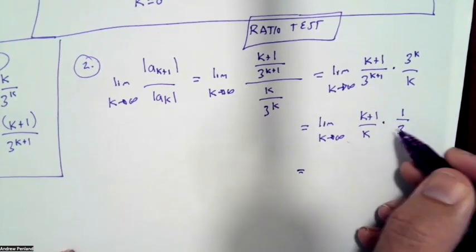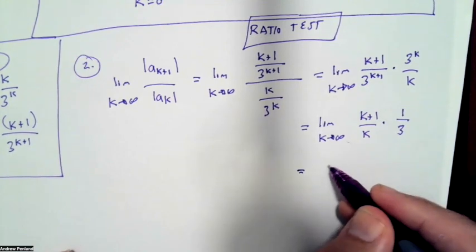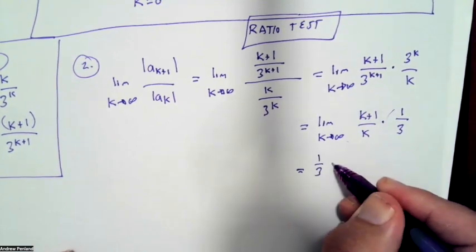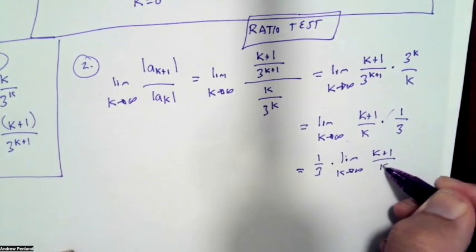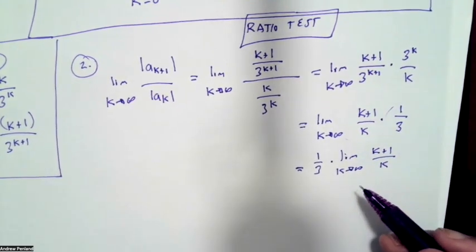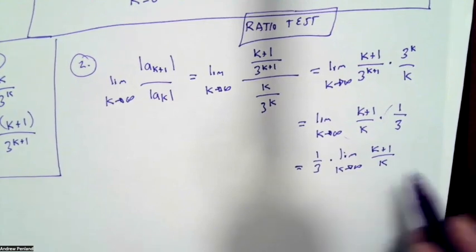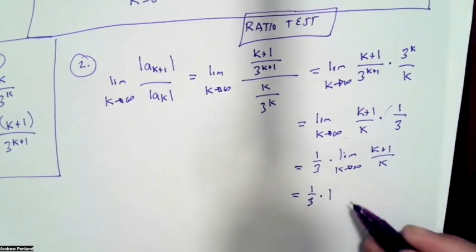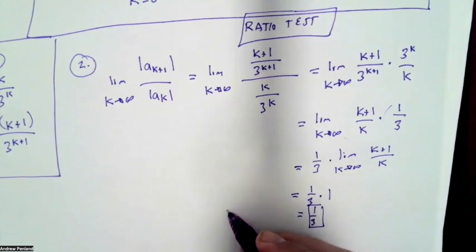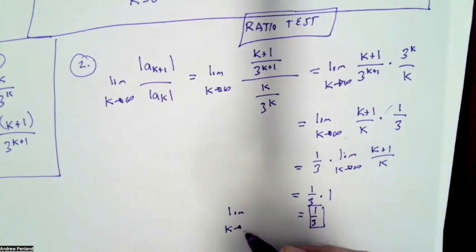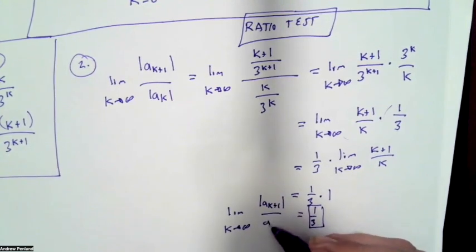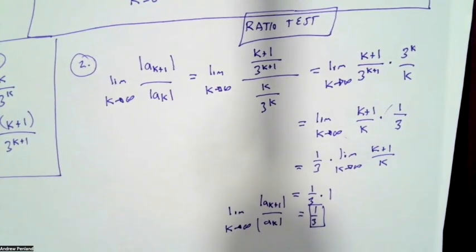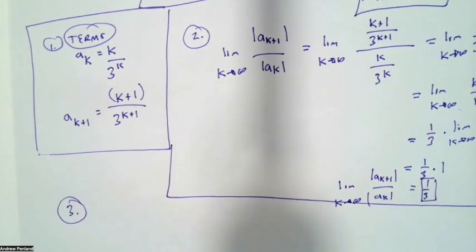So I could pull this 1/3 out front if I'm being careful. I'm going to have the limit as k approaches infinity of k plus 1 over k, which is just equal to 1. You can know that as a basic property, or you get there by L'Hopital, but this is equal to 1/3 times 1, which is 1/3. So at the end of the day, what I've determined is that when I take the limit as k goes to infinity of the ratio of the absolute value of my coefficients, in this case the answer is 1/3. So now what's left is to interpret.